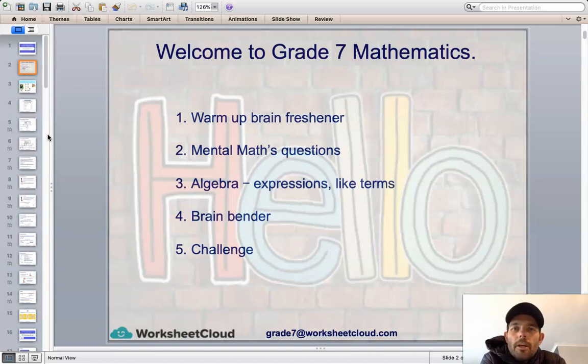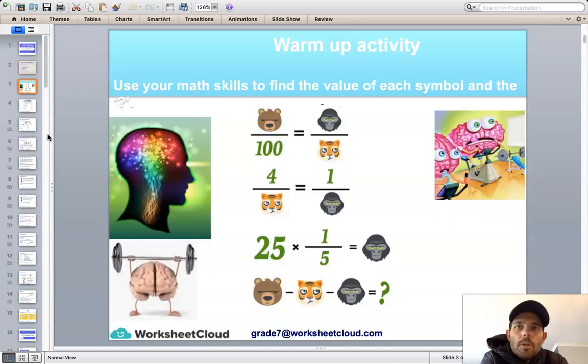Today we are looking at algebra, and in particular, we're going to be looking at expressions and like terms. On either side of that theme, there's our warm-up, our mental arithmetic questions, and then our brain bender to finish off on. Let's have a look at our warm-up activity for today.